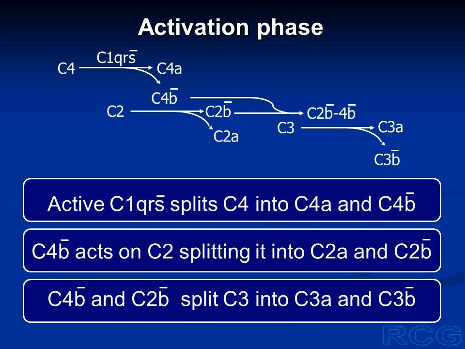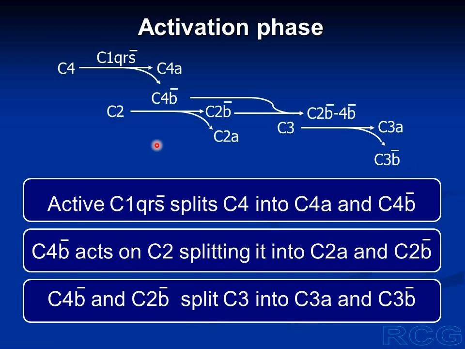complement component, which is C4, and this C4 is split into C4A and C4B. C4B is the larger fragment, and the horizontal bar shows that C4B is the enzymatically active fragment. Now this active C4B acts on complement component 2, which is split into 2A and 2B. 2B is the active, enzymatically active form. Now this active 2B and active 4B come together.